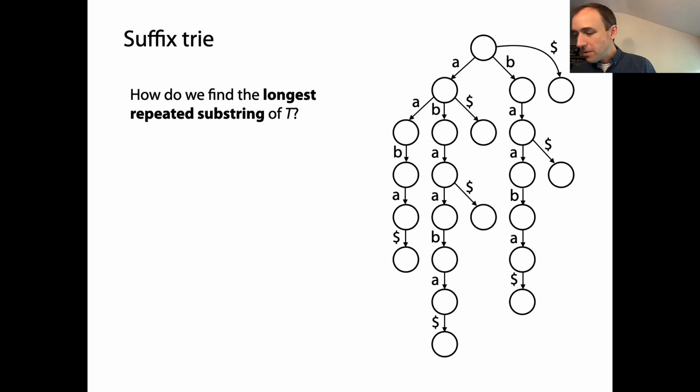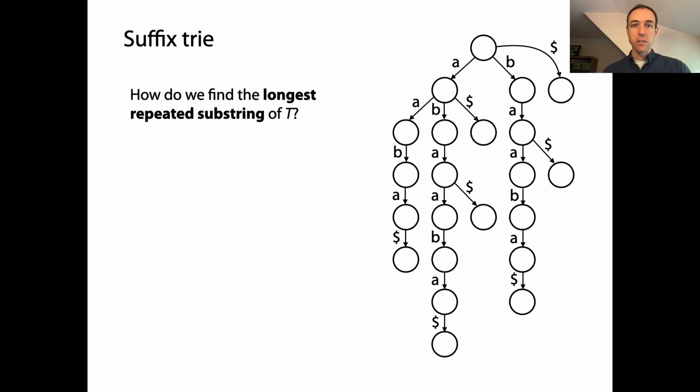Okay. Well, again, let's fall back on our knowledge of what the suffix trie represents. The suffix trie represents all the suffixes of the string t. So if there is a repeated substring, then it must be a common prefix between two of the suffixes. Any repeated string is a common prefix between more than one suffix. So in some sense, what we're asking here is, what's the longest common prefix that we observe between any pair of suffixes?